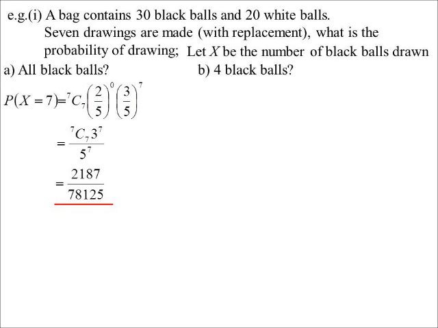But if I said I only want 4, I don't care about the order they come out, the probability there's 4 black balls will be 7C4, probability of it happening 3/5 to the power of 4, probability of it not happening 2/5 to the power of 3. Now, the 7C4, what you're basically saying is that's the number of ways I could arrange 4 black balls and 3, what was the other colour we got? White. So you think about how many ways could we arrange 4 Bs and 3 Ws.